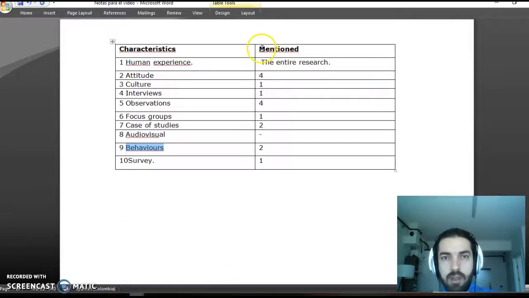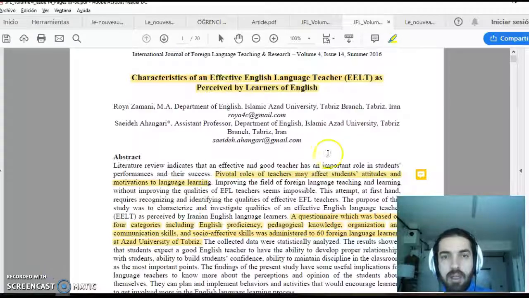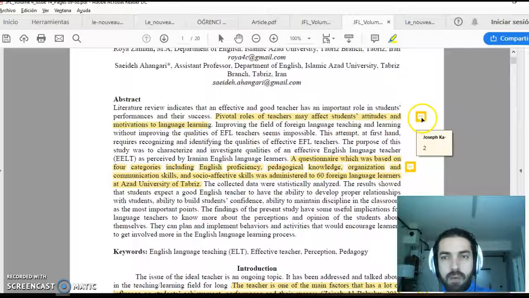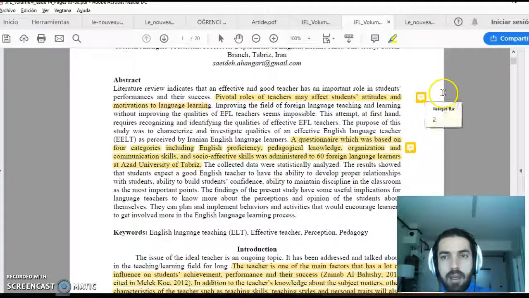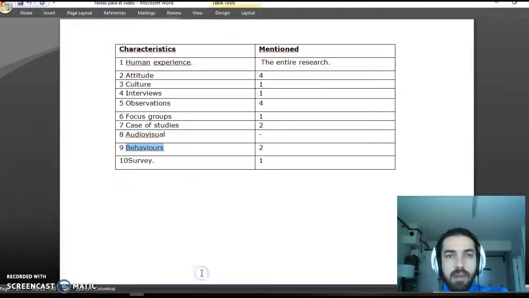This is the file, as you can see here. As I showed you before, this file has the characteristics and the numbers. There was an entire and thorough reading of the file, as you can see the numbers referring to each one of the characteristics. If I go here to pivotal roles of teachers may affect the students' attitudes and motivations to language learning, this is concerning number 2.